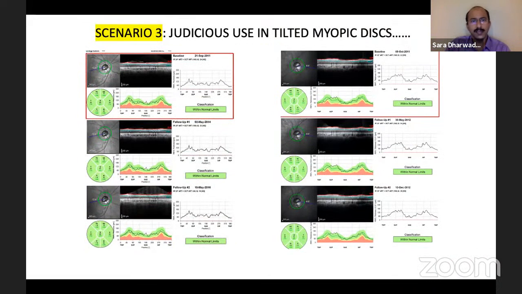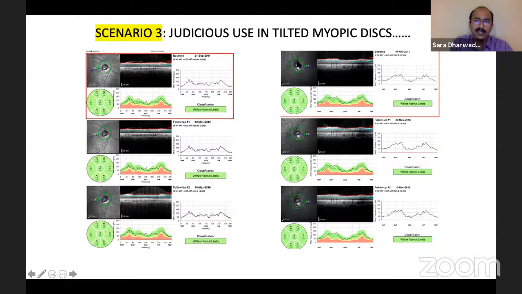This is scenario 3 where you have severe tilted discs. Now, myopic discs do give you their own problems in imaging, but where the imaging can be done with a circle of measurement outside the area of peripapillary atrophy or the staphyloma, you can get reasonably good measurements which are reproducible over time. Here you can see the posterior vitreous phase. So anything like a PVD changing the profile, you can easily make out in good imaging techniques.